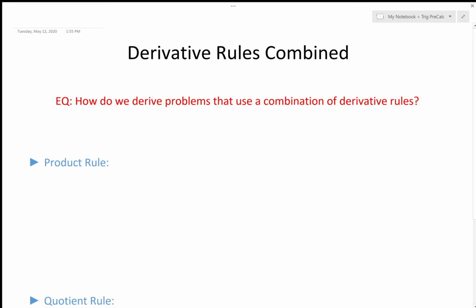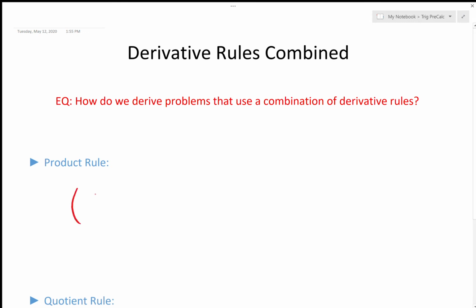Today's lesson is a culmination of all the previous rules that we've learned so far. So what we're going to do is start off by looking at all the different rules, because today we're going to combine different rules into one problem. So the first one was product rule.